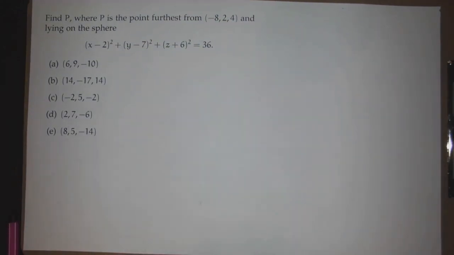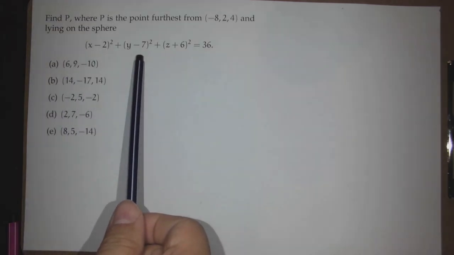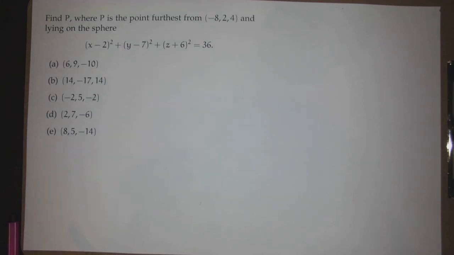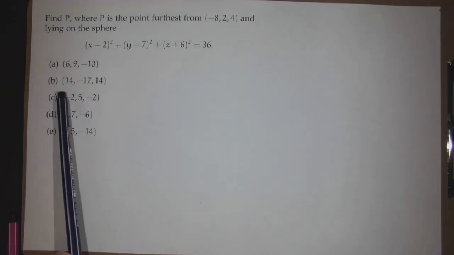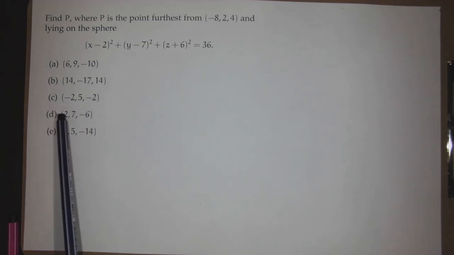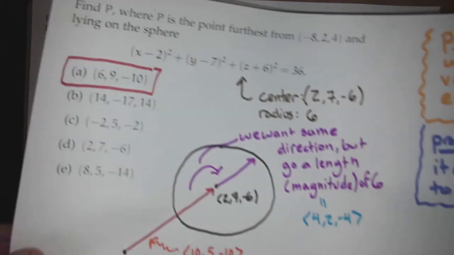Find the point P, where P is the point furthest from the point minus 8, 2, 4, and P lies on the sphere. X minus 2 squared plus y minus 7 squared plus z plus 6 squared equals 36. And there's 5 possible points. 6, 9, negative 10; 14, negative 17, 14; negative 2, 5, negative 2; 2, 7, negative 6; 8, 5, negative 14. The answer is A.